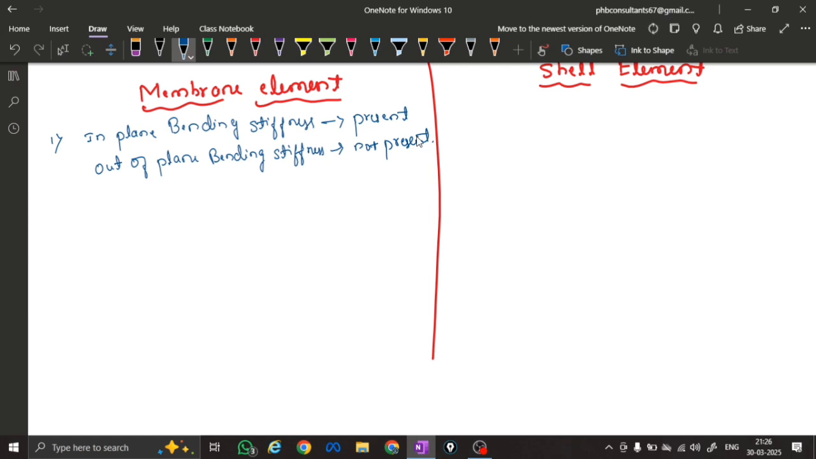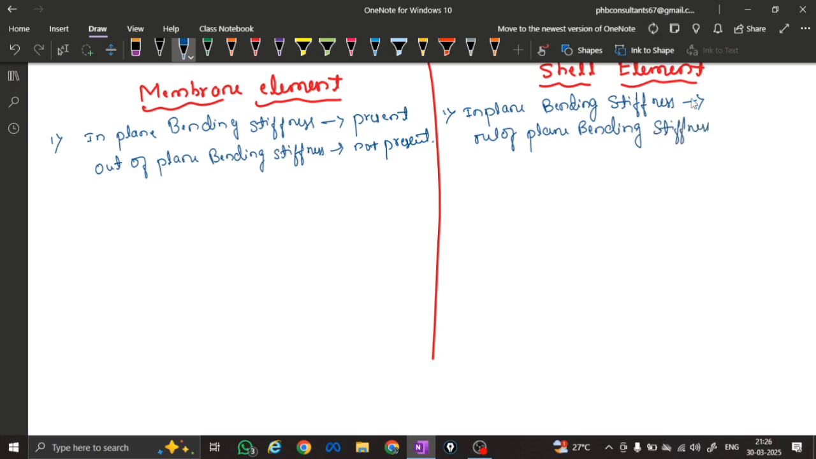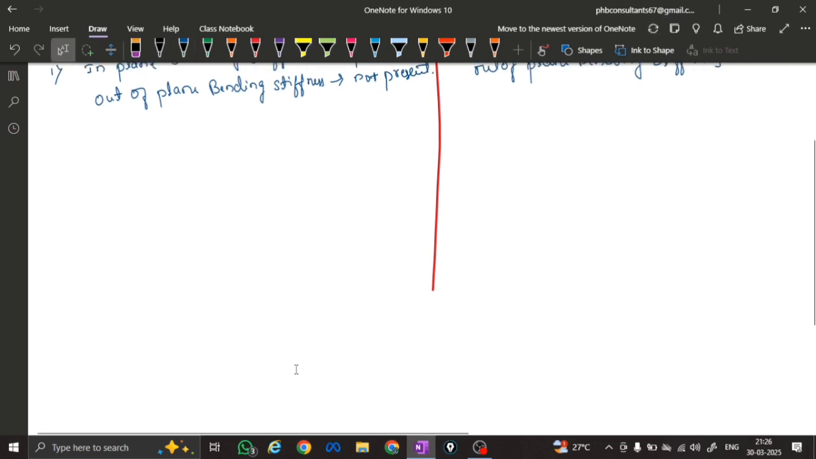In shell element, in plane bending stiffness and out of plane bending stiffness both are present. Now what you mean by in plane bending and out of plane bending, we will see by using this image.